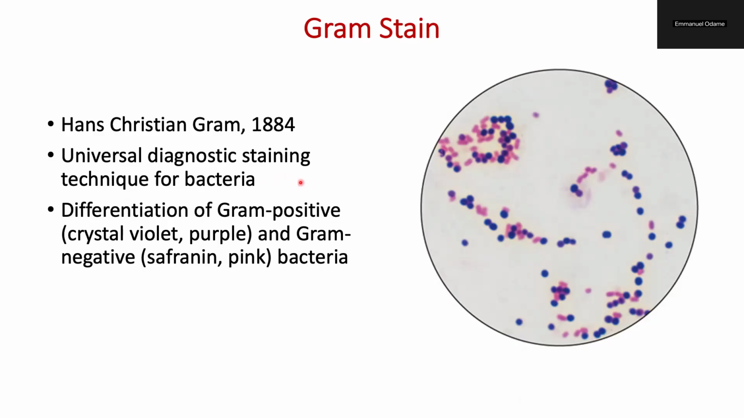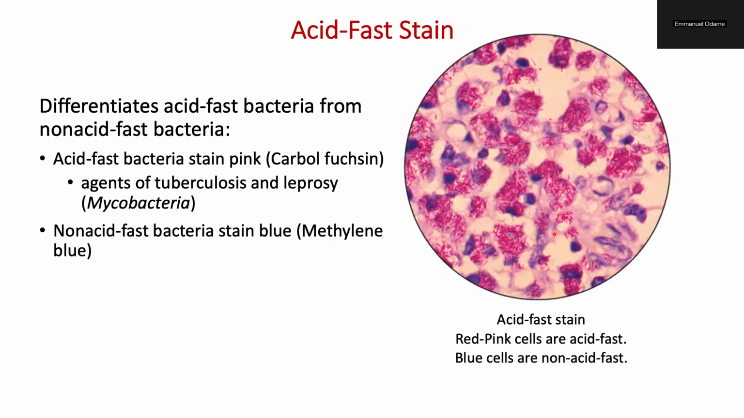Basically, you are trying to differentiate the gram positive bacteria, which are crystal violet or purple, as you can see from here, from the gram negative bacteria, which are safranin or pink. Imagine you have a pool of bacteria and you're trying to tell which one is gram positive and which is gram negative. It's just easy. You can use the Gram stain for that.